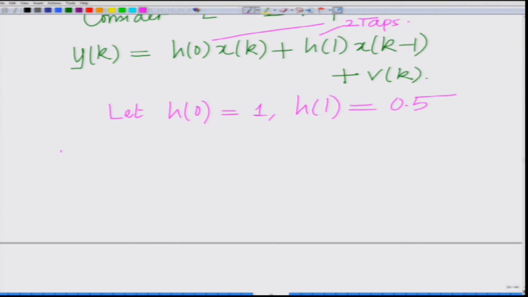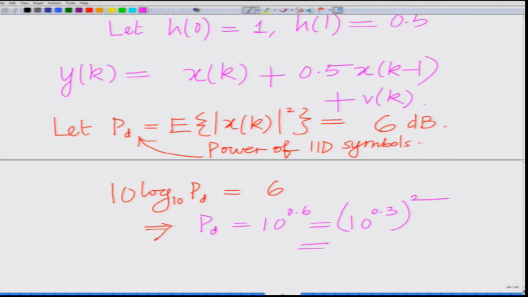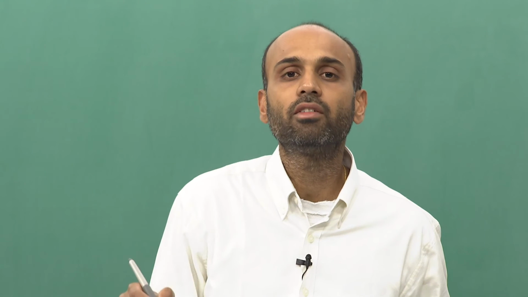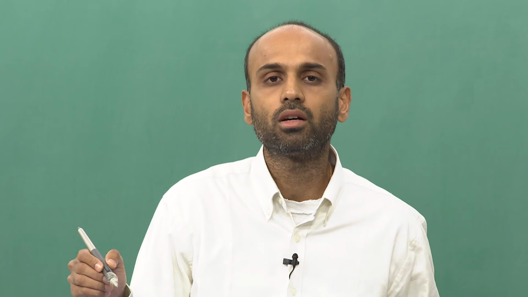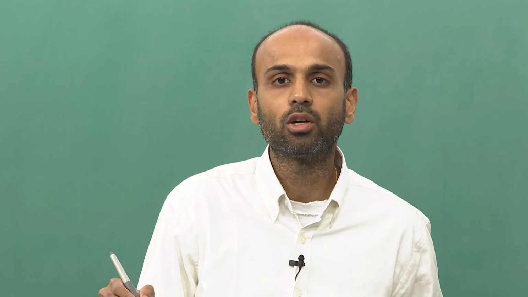We have yk, substituting H0 equals 1, yk equals 1 times xk plus 0.5 times xk minus 1 plus vk. Let the symbol power P_D be 3 dB, which corresponds to 2, so this is approximately equal to 2 square, that is 4. Let the noise power sigma square be 0 dB. Remember, we need the power of the symbols and the noise power to compute the LMMSE equalizer. So, we are assuming the noise power sigma square to be 0 dB.